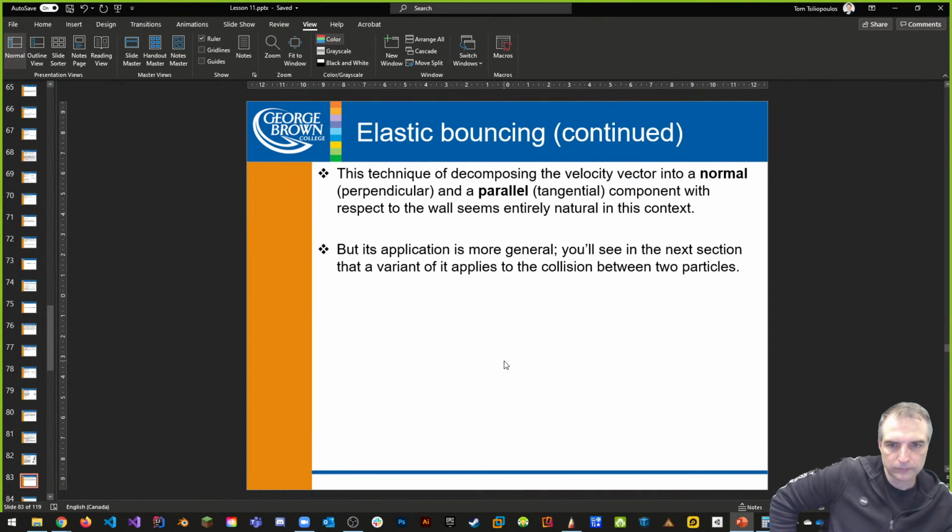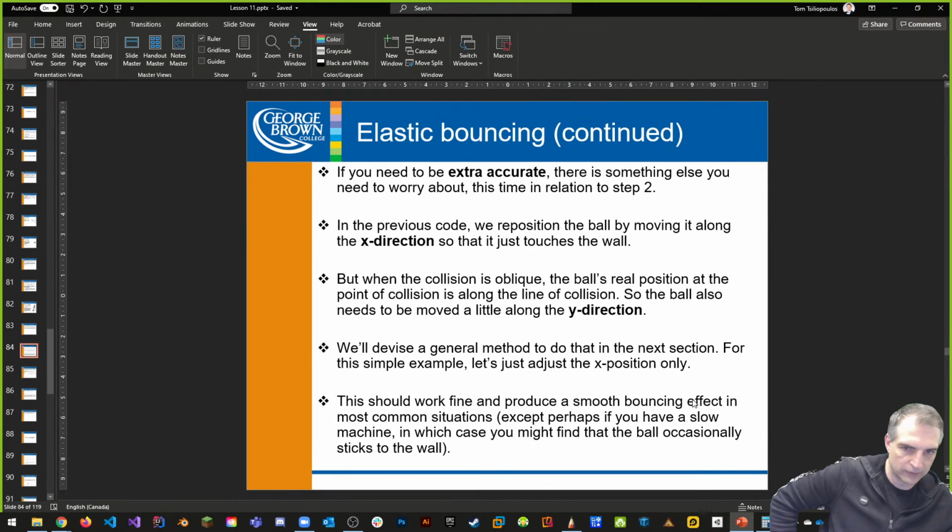Okay. So this technique of decomposing the velocity vector into a normal, perpendicular, and parallel tangential component with respect to the wall is entirely natural for this. But its application can be more general. In other words, it can work in other cases as well.